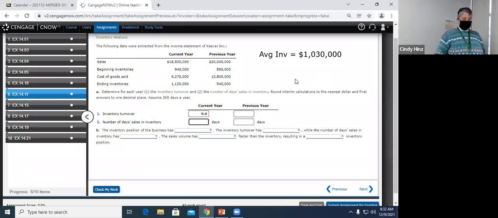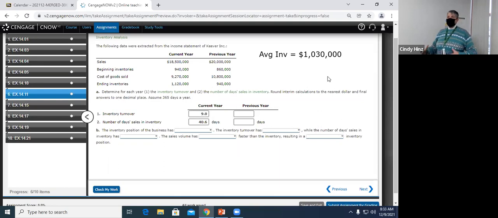I told you I would give you a calculation that I think makes a lot more sense than the way the book does it. They unnecessarily complicate it. Once you have that inventory turnover, you can convert that into number of days sales in inventory by simply dividing that number into 365 days. So 365 days divided by 9 times, they turn their inventory 9 times during the year, and we're asked to round to 1 decimal place, so it would be 40.6 days.